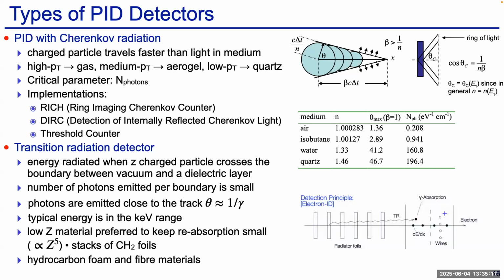Then we have PID with Cherenkov radiation. The charged particle travels faster than light in the medium. Then it emits this Cherenkov radiation in a cone. For high PT, we usually have a radiator which is gas. On medium PT, we use aerogel, and for low PT, we can use quartz. In the EIC, we use them all. And tomorrow you will see the whole glory of it.